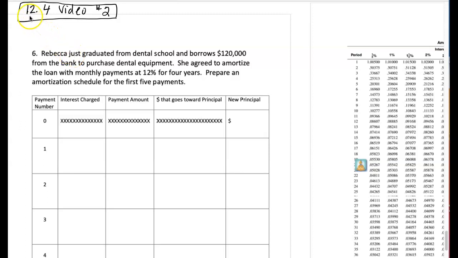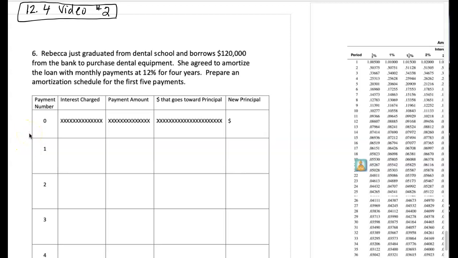One last question in section 12.4. Rebecca just graduated from dental school and borrows $120,000 from the bank to purchase dental equipment. She agreed to amortize the loan with monthly payments at 12% for 4 years. Prepare the amortization schedule for the first 5 payments. So again, we're not going to find all 48 payments. We're just going to do the first 5.